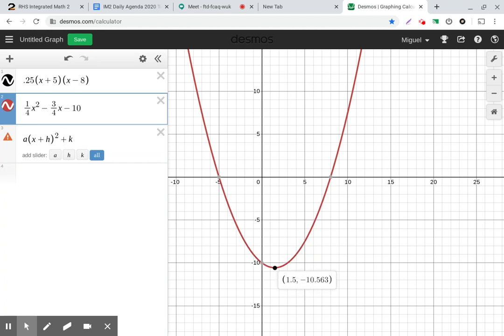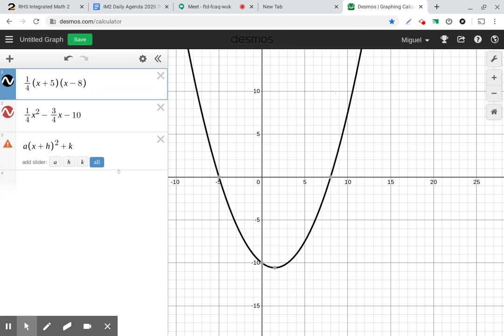Nathan, do you have any ideas? Even if you type it in? What would I type? This is the vertex of this equation. What would I replace A, H, or K with? Okay.